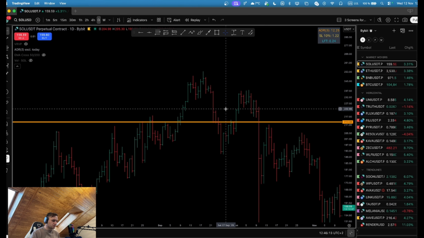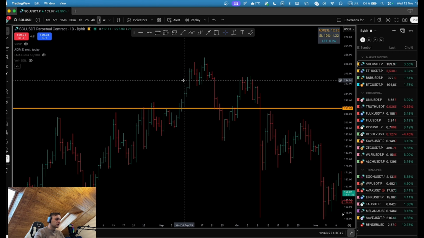A take profit is a preset price where your trade will automatically close once the market hits your target. And stop loss works the opposite way. It's the level where your trade will close to prevent deeper losses. Let me show you how take profit and stop loss orders work in TradingView.